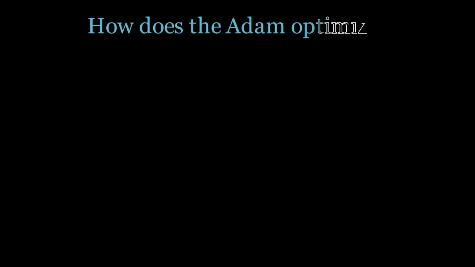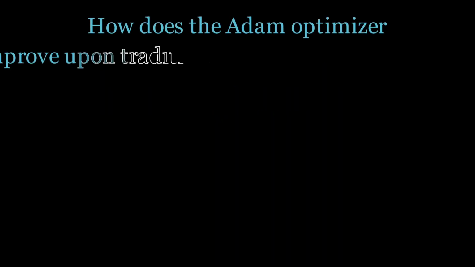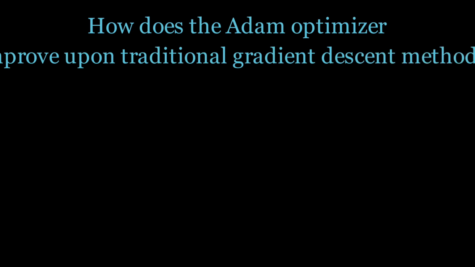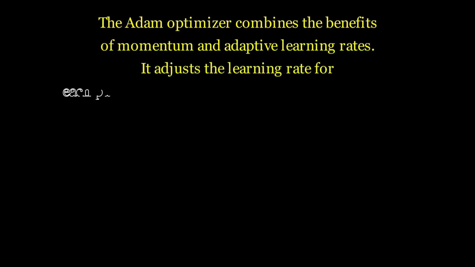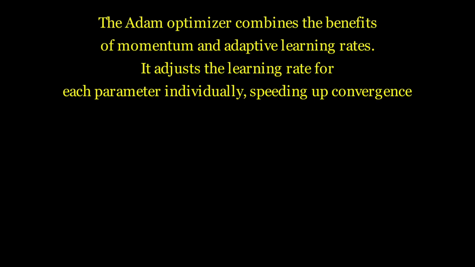How does the Adam optimizer improve upon traditional gradient descent methods? The Adam optimizer combines the benefits of momentum and adaptive learning rates. It adjusts the learning rate for each parameter individually, speeding up convergence and making training more reliable.